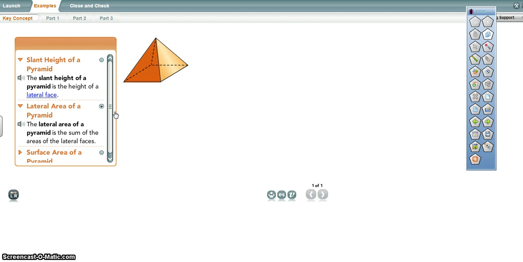The lateral area of the pyramid is the total area of its lateral faces. Remember that lateral faces are faces that are not bases. Suppose the perimeter of the base is P, and the slant height is L.